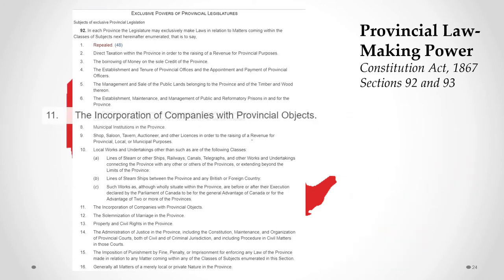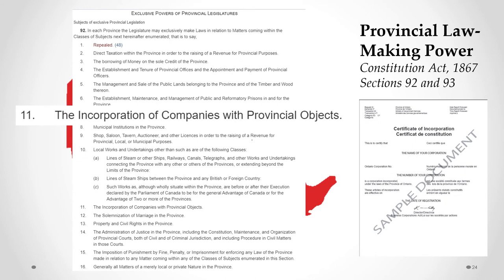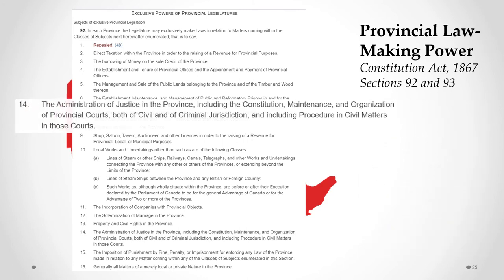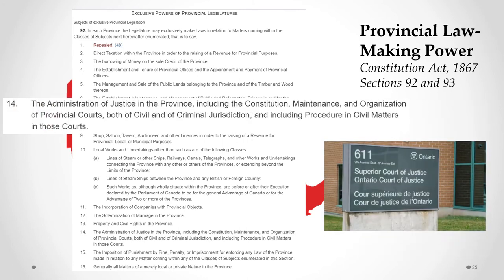If you have a business that operates only in Ontario, you can incorporate a corporation under provincial law. And this is under 92.11, which gives the provinces the power to create legislation regarding the incorporation of companies with provincial objects. Section 92.14 gives the provinces the responsibility for the court system.